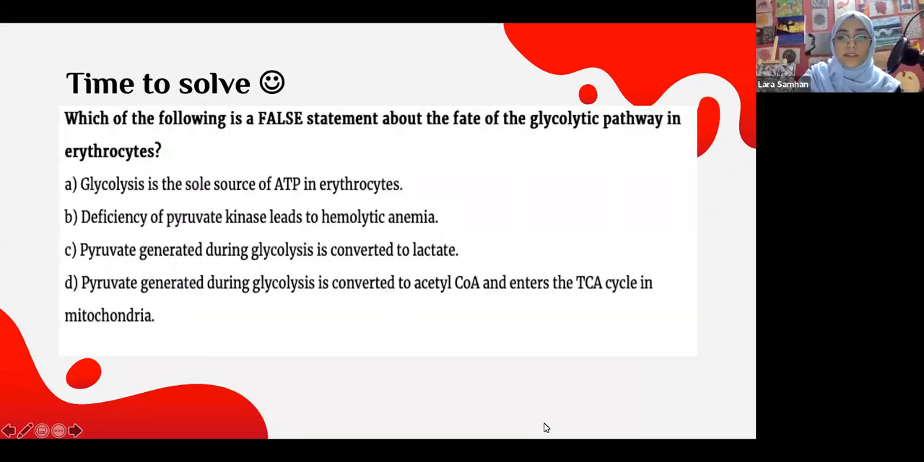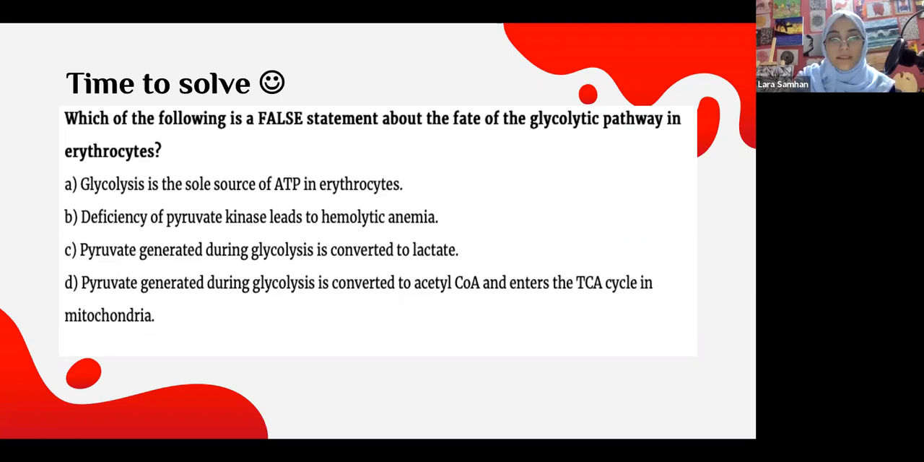So let's solve the question together. Who would like to solve? You guys just read the question kindly and just throw your answers in the chat. Thank you. So what do you guys think is the answer? A, B, C, or D? Okay, C, A, okay. Any other answers? C, okay.